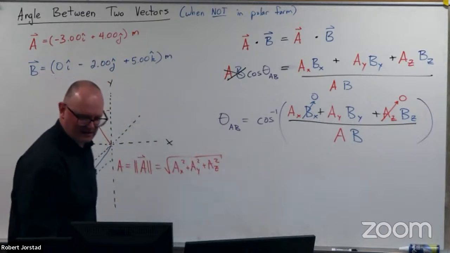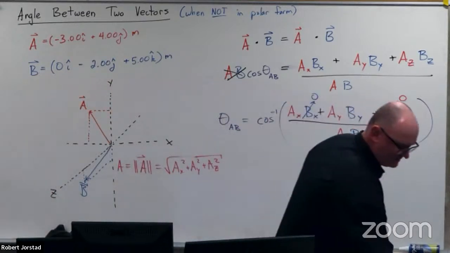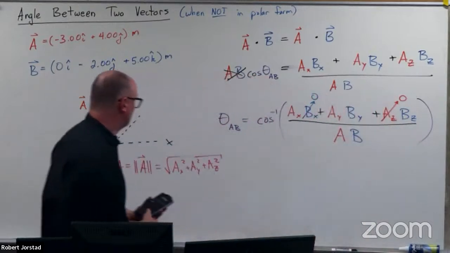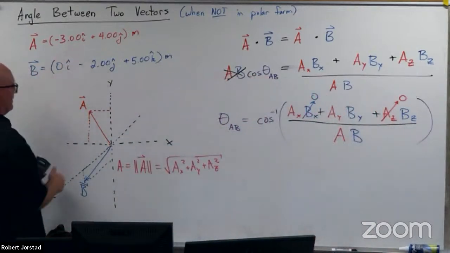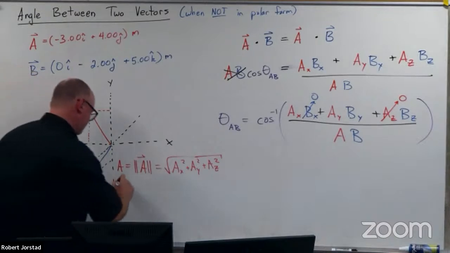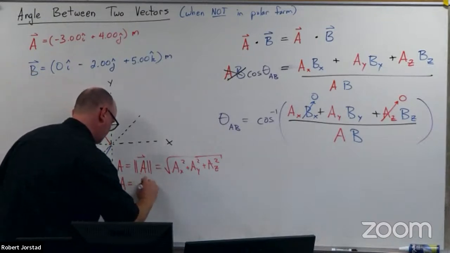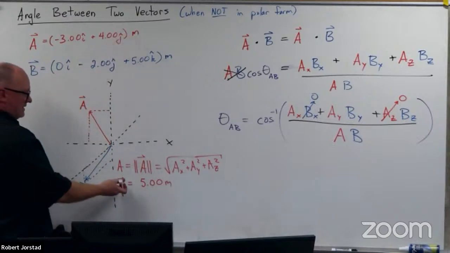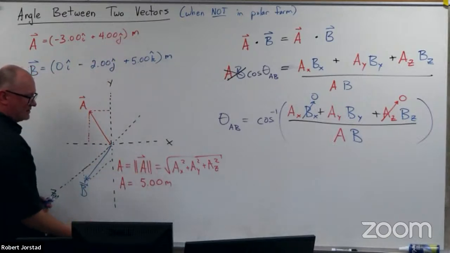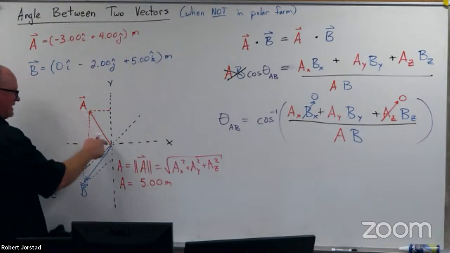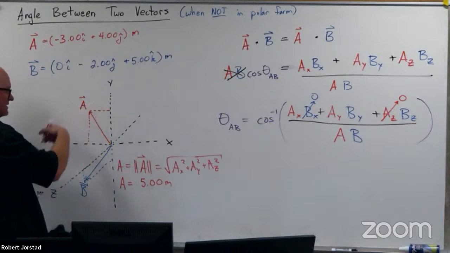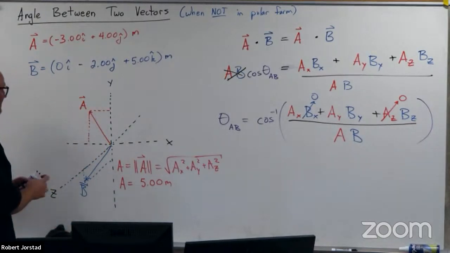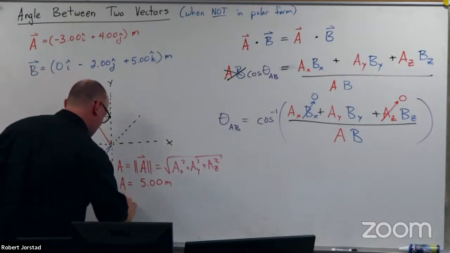So I'm going to grab my calculator. The idea is if it's this one, well, that's just fine, isn't it? Meters, because it's got units on it. The magnitude doesn't have any I hats or J hats because it's just the side of it. This side is 5 long. The I hat and J hat are these arrows. Okay, you can get the B. I've got to punch that into the calculator.